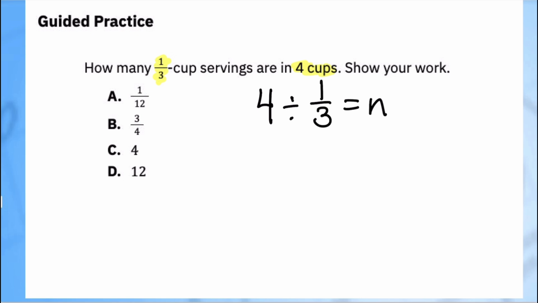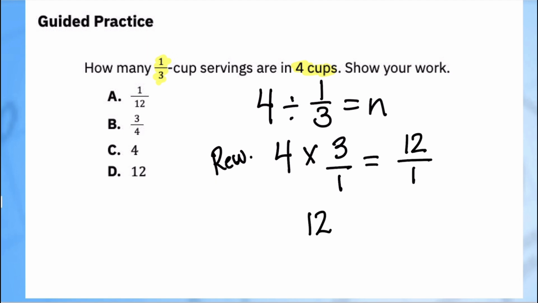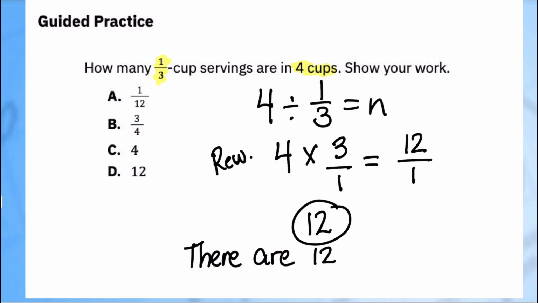So how can I solve this one? Again, we're going to start by rewriting it. So 4 times, and then we're multiplying by the reciprocal, 3 over 1. And that's going to give us 12 over 1, or 12. There's our answer. There are 12 1/3 in 4. Doesn't that kind of sound silly? There are 12 1/3 in 4. But here is our answer.